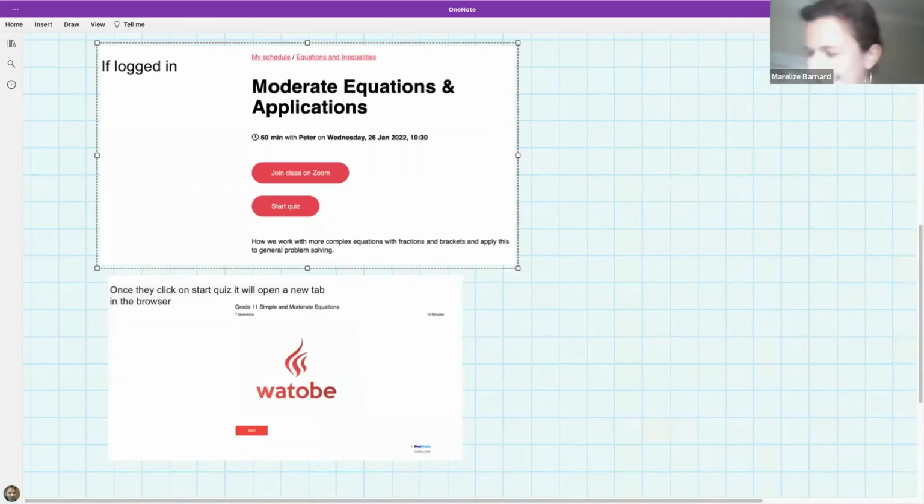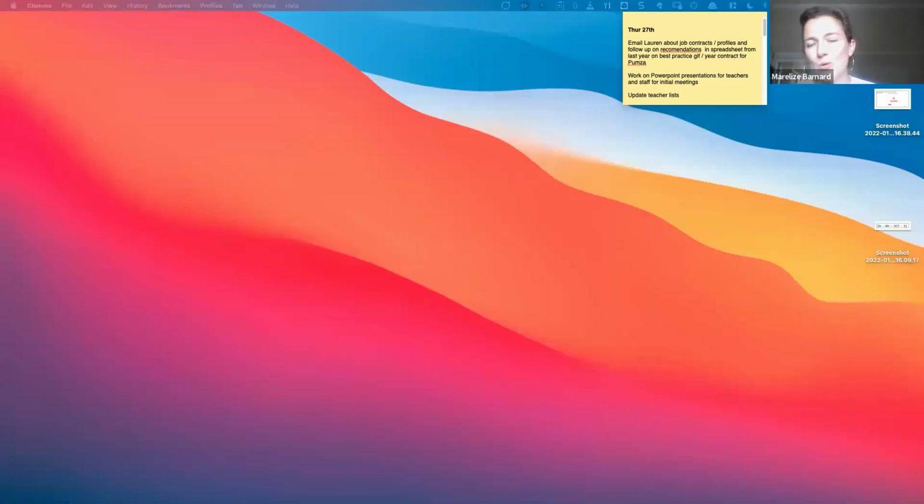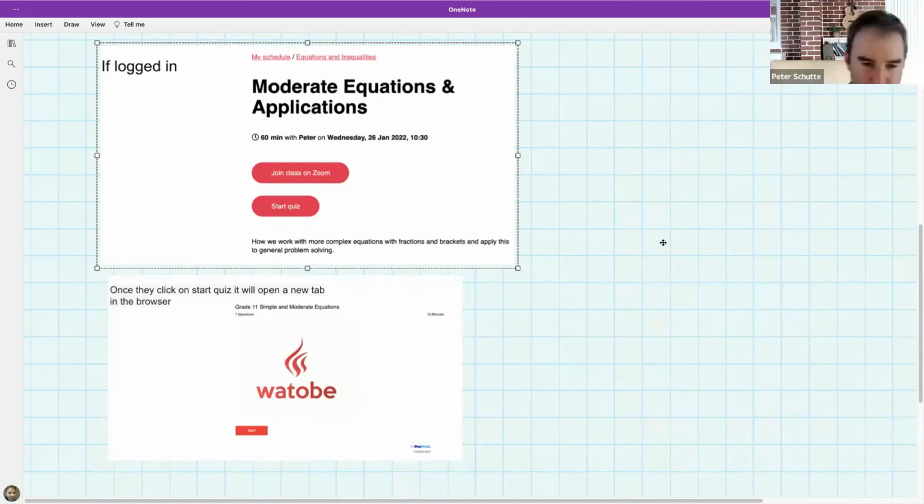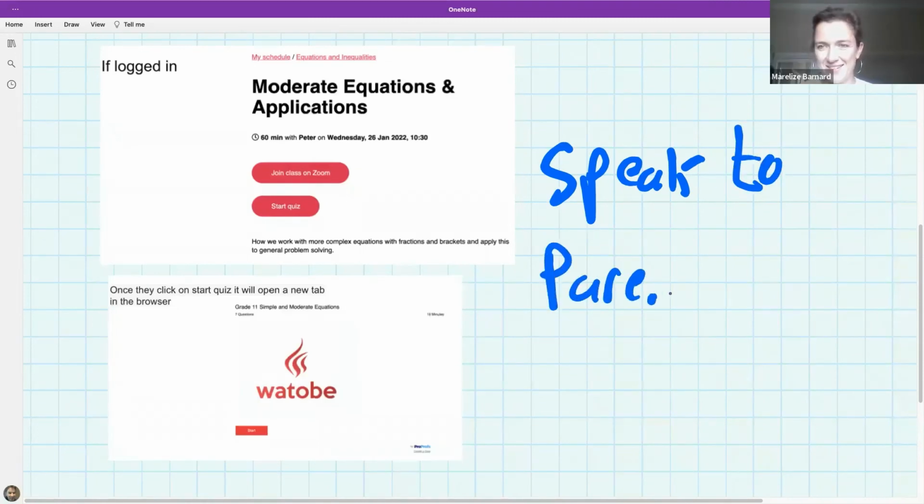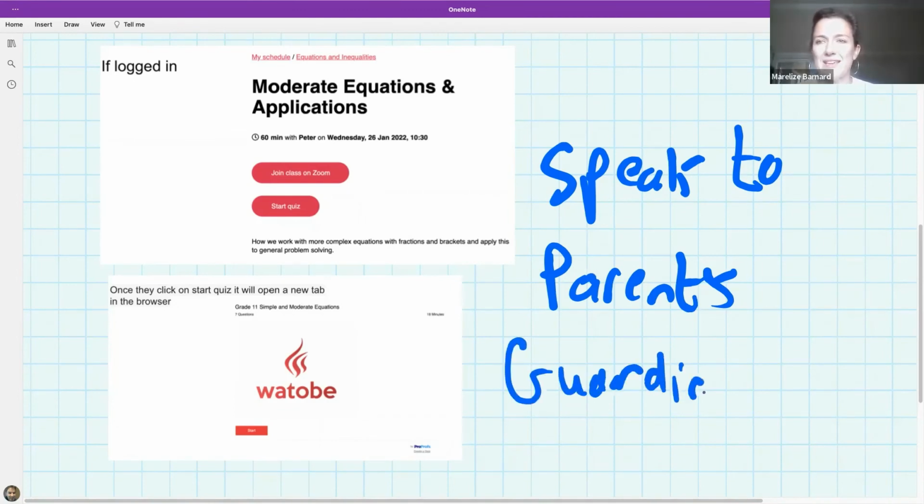You need to ask your parents to sign you up, guys. If you haven't signed up yet, you need to go bug your parents this evening to sign you up on the website so that you can get your login details from them. So I'll put that here: speak to parents or guardians, whoever. Speak to parents. Yes, get it done by Friday, and then next week you will see it.